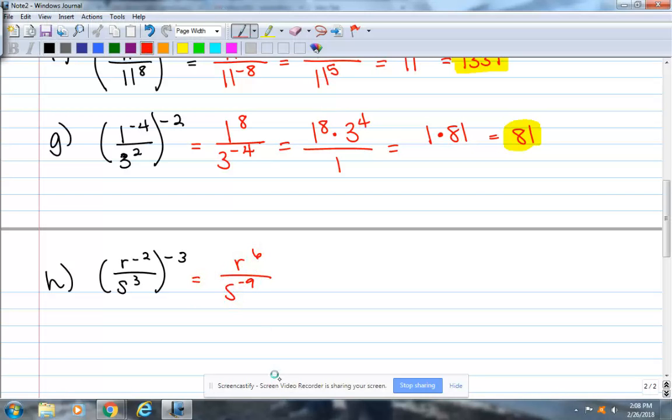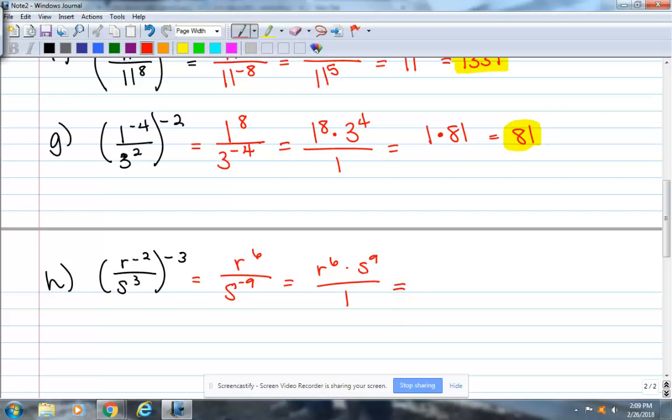So you ain't got no numbers, so what do you do? You've got to move your negative exponents. That was s to the negative 9. So leave r to the 6 alone because it's already positive and it stays on top. And s to the 9th goes on the top with it. And you can put it over 1, or you can leave it alone.